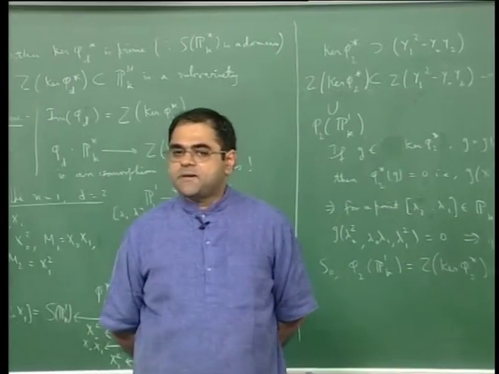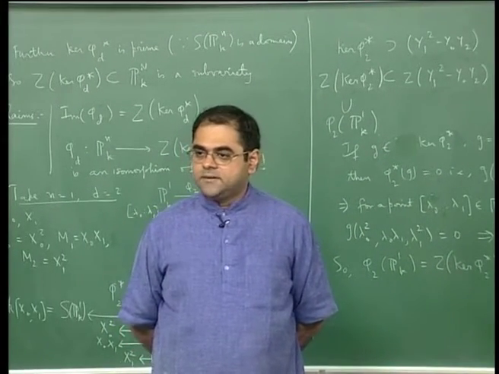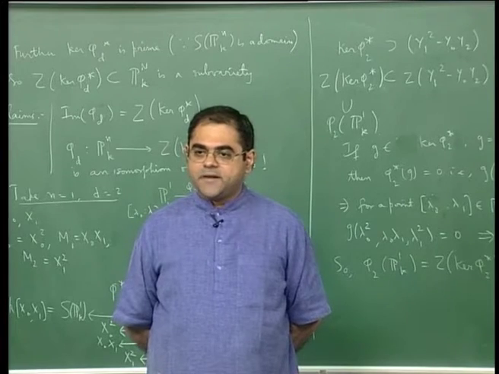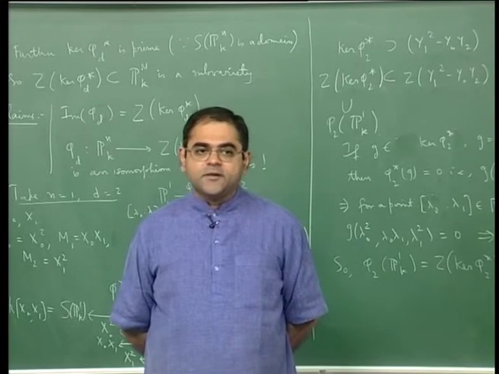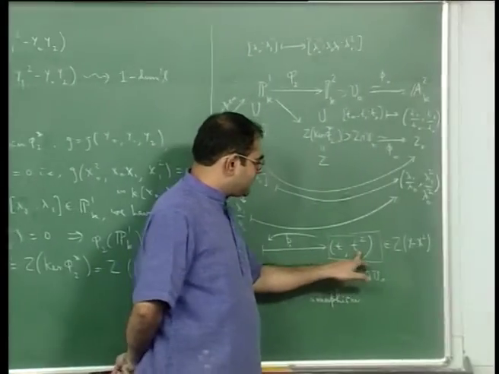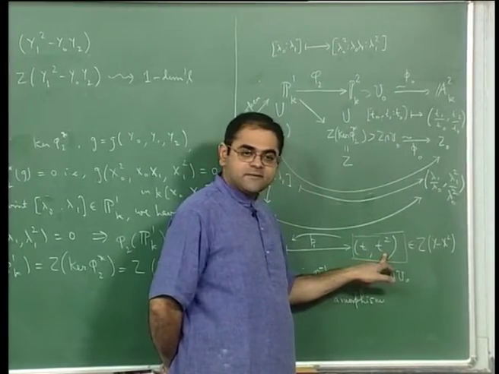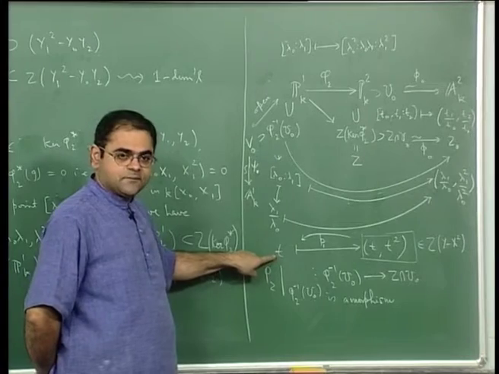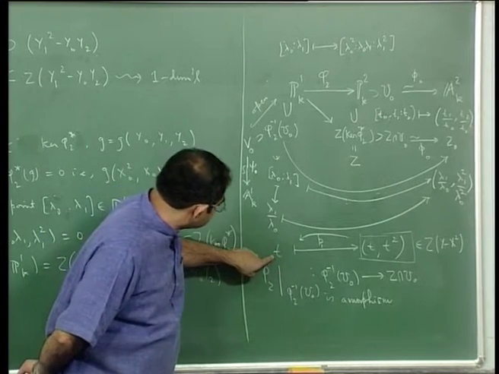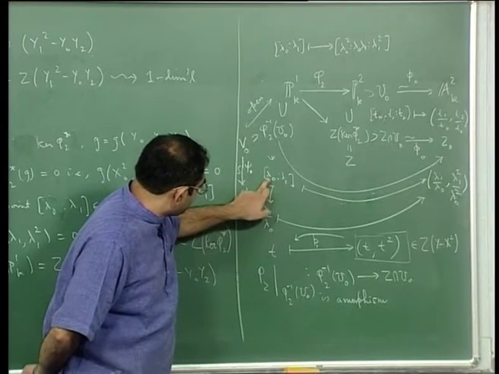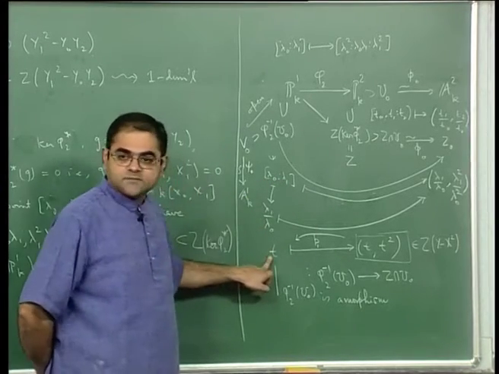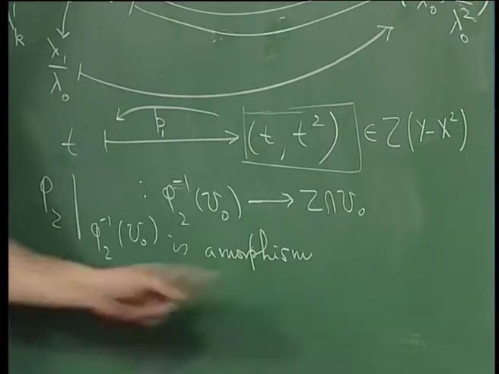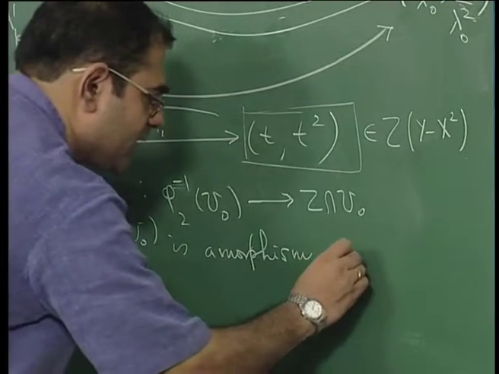After all, t comma t squared is a parametric representation of the parabola, and z of y minus x squared is a plane conic, a parabola in A2. If you vary t, you simply get all the points on this conic. Only thing is, t is not 0? No, I can have lambda 1 equal to 0, since lambda naught is not 0 but lambda 1 can be 0, so this t can be 0 as well. So the moral of the story is that this map is not just a morphism, it is in fact an isomorphism.